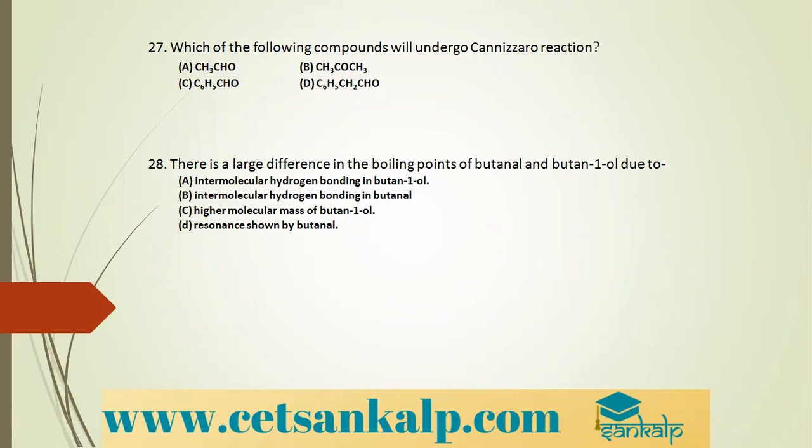28th question. There is a large difference in the boiling points of butanal and 1-butanol due to, see, butan-1-ol has higher boiling point than butanal. It is because in butan-1-ol there is intermolecular hydrogen bond. Yes, there is intermolecular hydrogen bond. So therefore, option A is correct. Butan-1-ol has higher boiling point due to intermolecular hydrogen bond. Butanal is an aldehyde and they do not form hydrogen bonds. Only the lower members like methanol, ethanol, propanol will form hydrogen bonds. Okay.